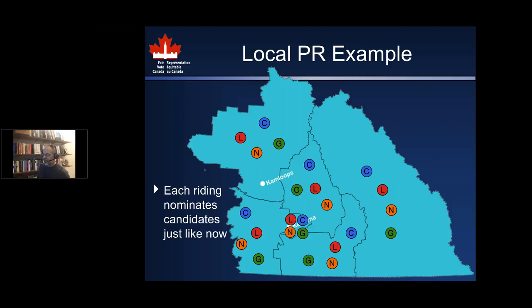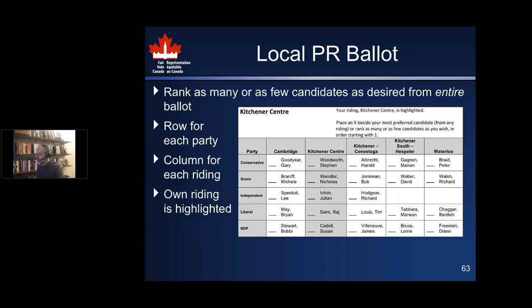We start out with each riding nominating candidates just like now. So we've got a Conservative, a Liberal, an NDP, and a Green running in each of these six ridings. Then we go and vote. We'd have a ballot that looks like this, and I'm afraid I ran out of time to tailor this ballot to the geographical example I'm using. It's an example from Kitchener, from the Waterloo region area, but the idea is still the same. You list all of the candidates running in that multi-member region. You have a row for each party. So, for example, all the Conservatives are in the top row and all the Greens are in the next row, and so on.